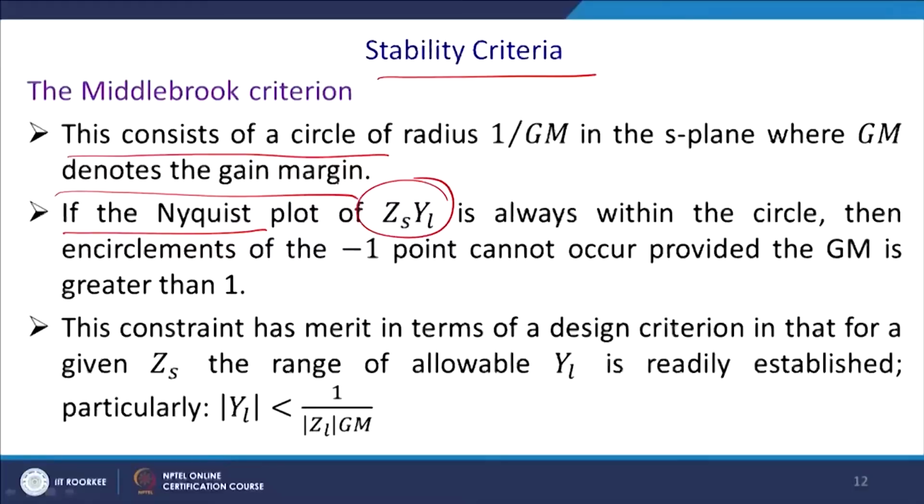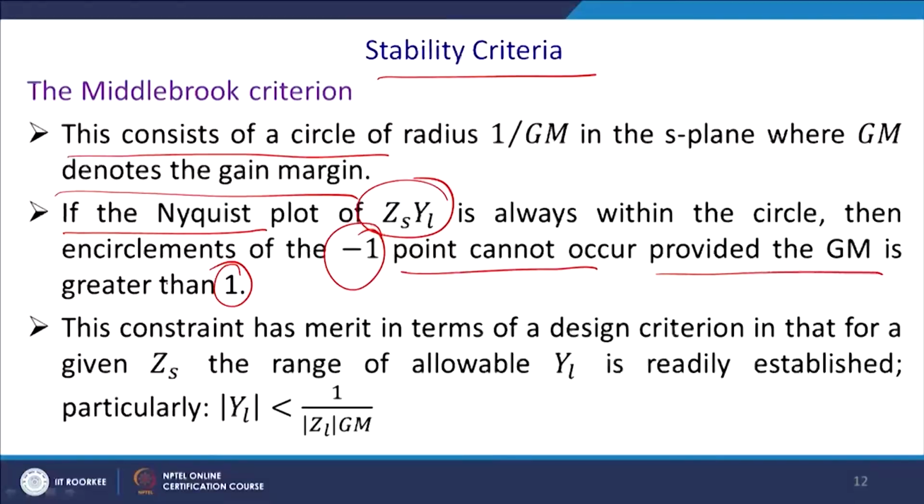And we know that there are different issues of the system gain margin and phase margin. If the Nyquist plot of ZSYL is always within the circle, then encirclement of the point minus 1 + j0, that is minus 1, cannot occur, provided that this gain margin is greater than 1. That is something we require to keep in mind.